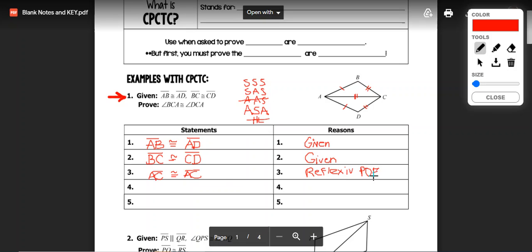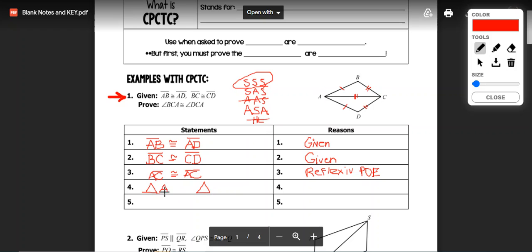Property of equality. Okay? Now we have a side, and a side, so we have proven these two triangles are congruent. So triangle, and make sure we're matching up our corresponding parts in our congruency statement.